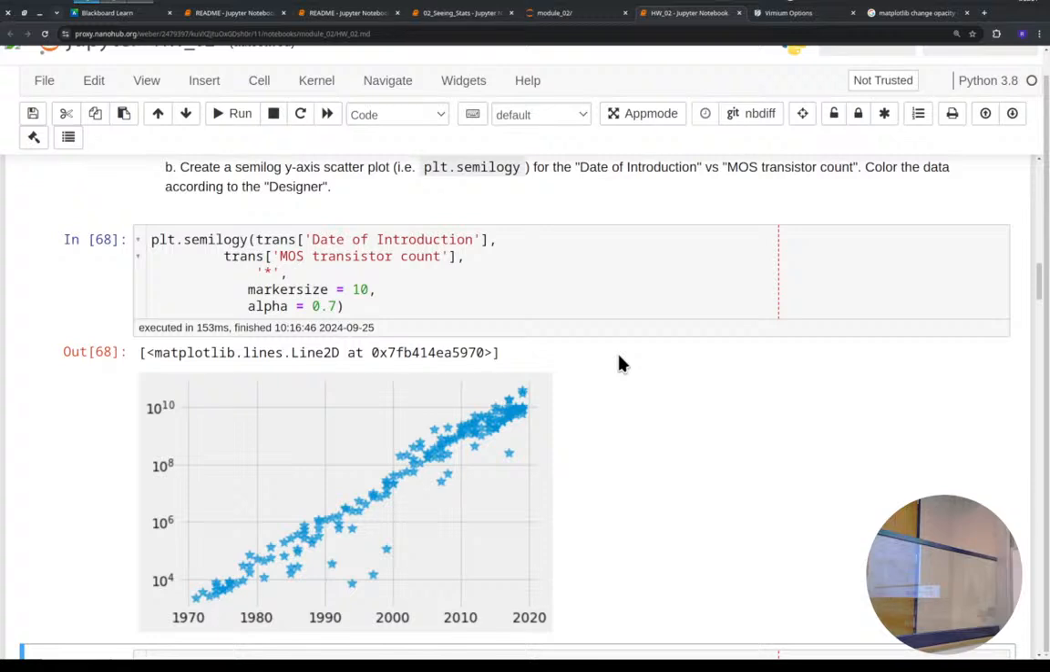Yeah, at least for me, I'm trying to actually compare stuff on the same axes.